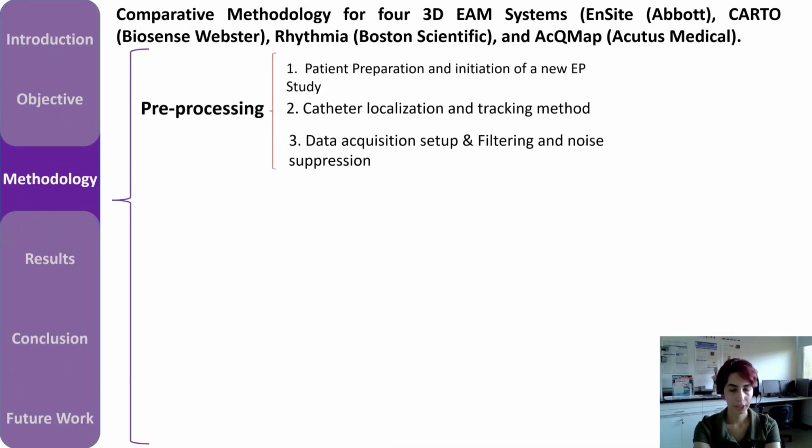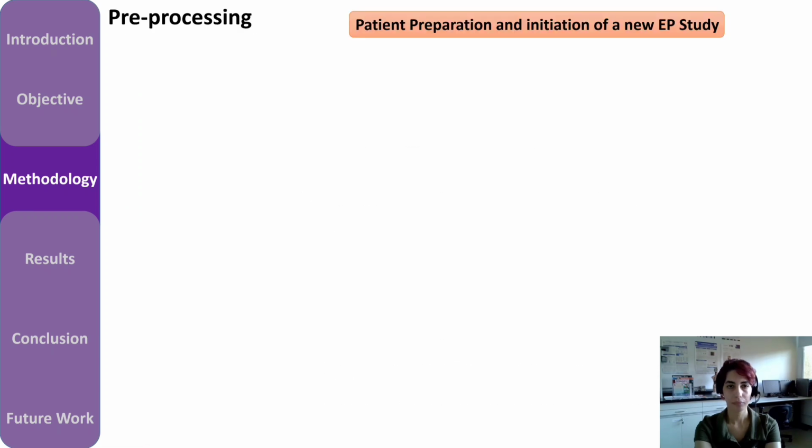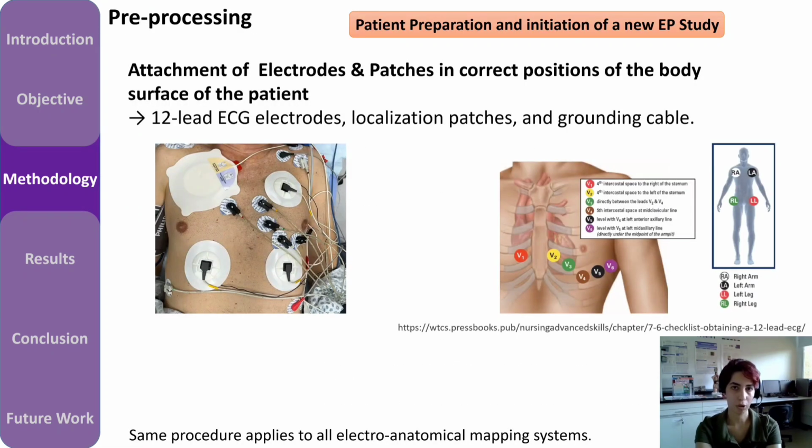About methodology, I divided it into 3 different sections. About preprocessing, which is the same for all of the 3D electron-anatomical mapping systems, they use the same procedure, and only the location of the patches might be different for each system. Here, as you can see, all of the electrodes for ECG, and the patches, are located on the body surface of the patient.